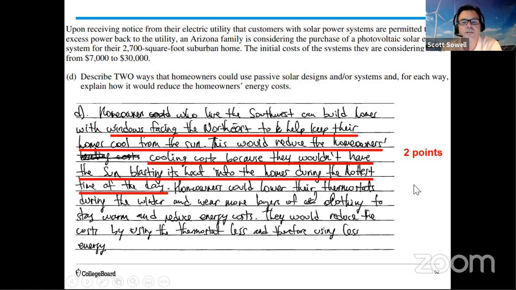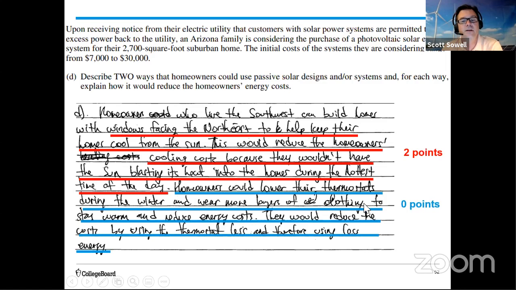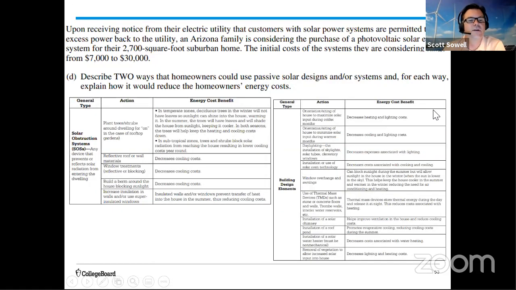Then they go on to say homeowners could lower their thermostats during the winter and wear more layers of clothing to stay warm and reduce energy costs. They would reduce the cost by using the thermostat less and therefore using less energy. While that is true, it gets no points because that's more of a behavior change and not a design or a system that they've installed into the house. So again, there's lots of possible solutions here in terms of design elements, in terms of skylights or overhangs or window treatments, but it had to be something that you would design or built into your house, not a behavior.